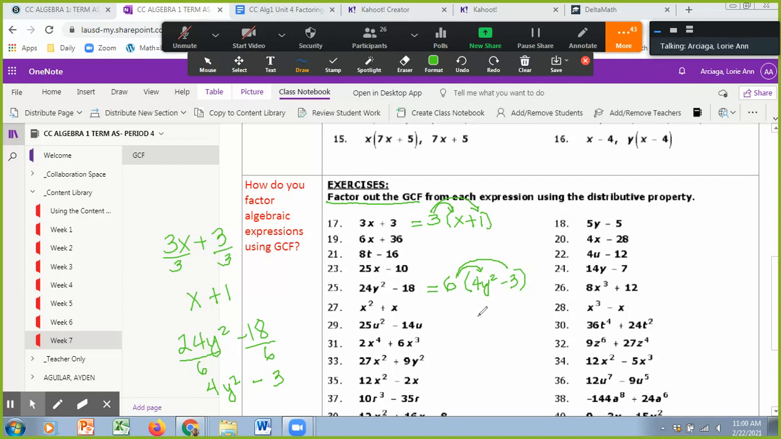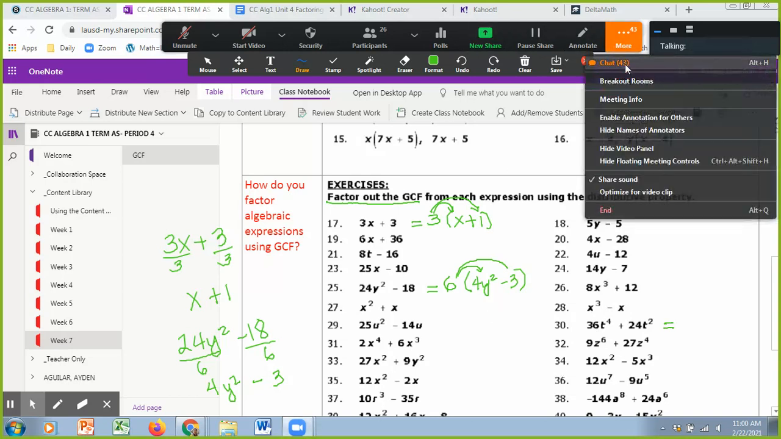Okay, let's try something else. How about number 36? So what can divide 36 and 24?